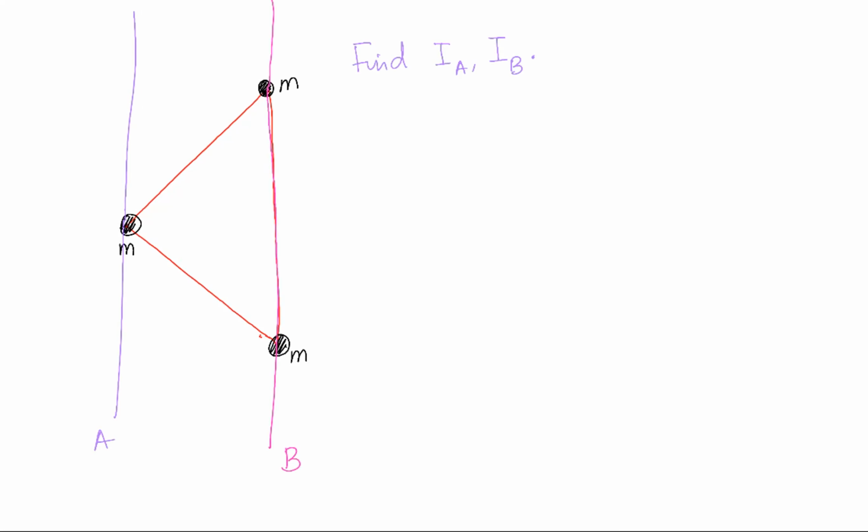Find IA and IB. By the way, when you're reading it in a book, when you see IA, it means moment of inertia about axis A. Okay, so that subscript over there, that small letter below I, that means the axis. So find the moment of inertia of this system about axis A and also about axis B. Pause the video, give it a try. And once you're done trying, look at my solution.